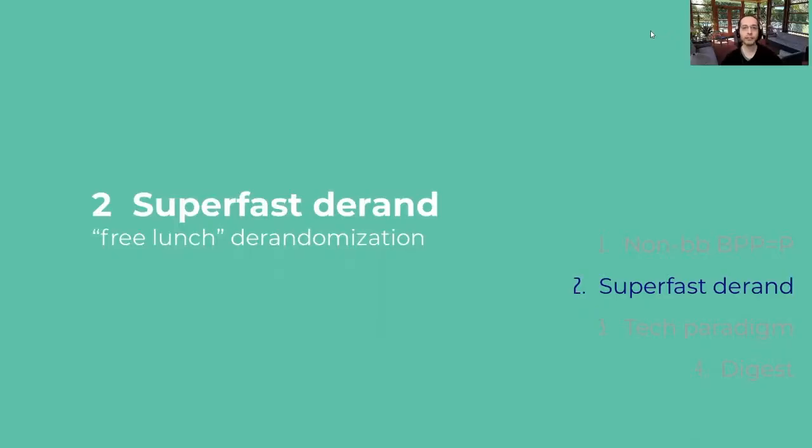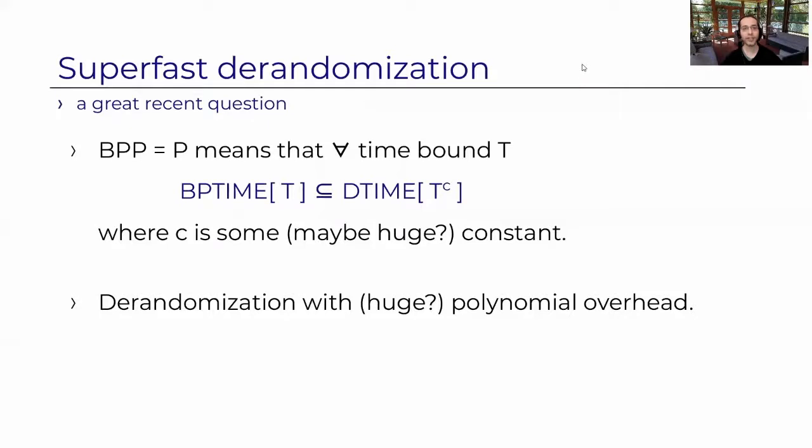Let's move on to the second main result in the paper, which focuses on a conclusion stronger than just BPP equals P, that we call super fast de-randomization, or alternatively free lunch de-randomization. And this is a great recent question. The statement BPP equals P means that for every time-bound t, we can de-randomize probabilistic time t in deterministic time t to the c, where c is some constant. And the problem is that C can be huge, it can be impractical. C equals 1,000, C equals 1,000,000. It's de-randomization with a huge unspecified polynomial overhead.